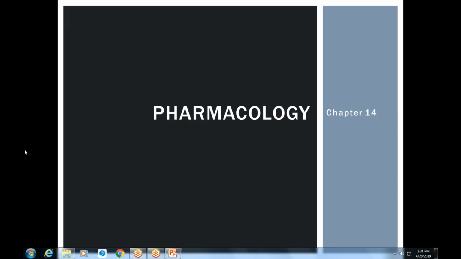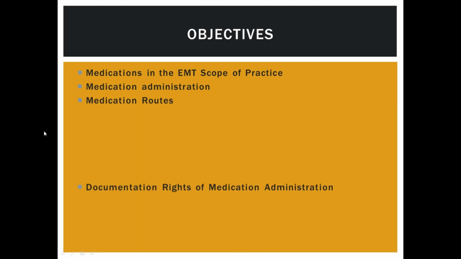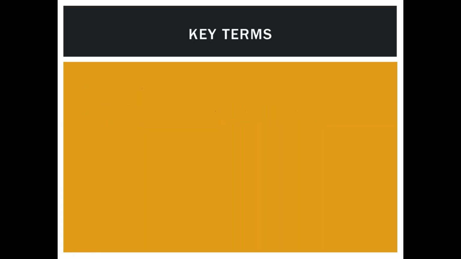Welcome, everybody. We're going to be talking about pharmacology, which is going to be chapter 14 in your textbooks. So we're going to be looking at the different routes of medications, different medications that EMTs are going to actually follow within their scope of practice, different administrations. We are also looking at the five rights of medication administration, as well as the sixth right, which is going to be proper documentation of that medication administration.